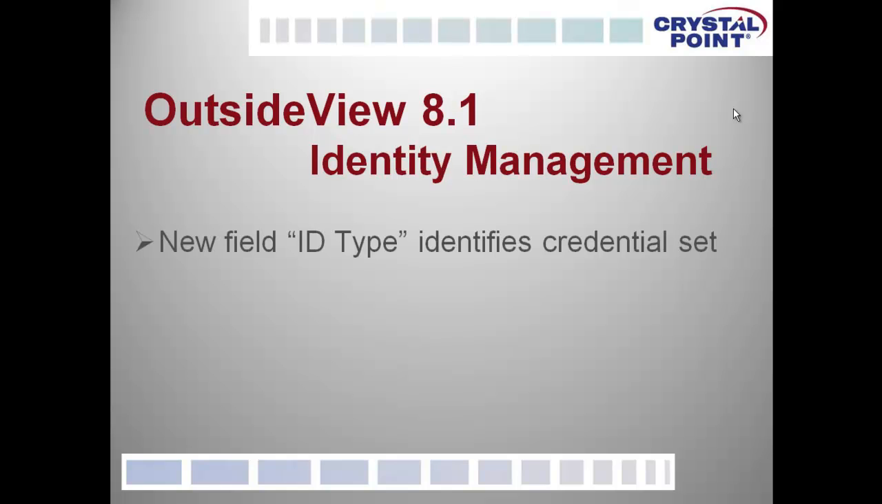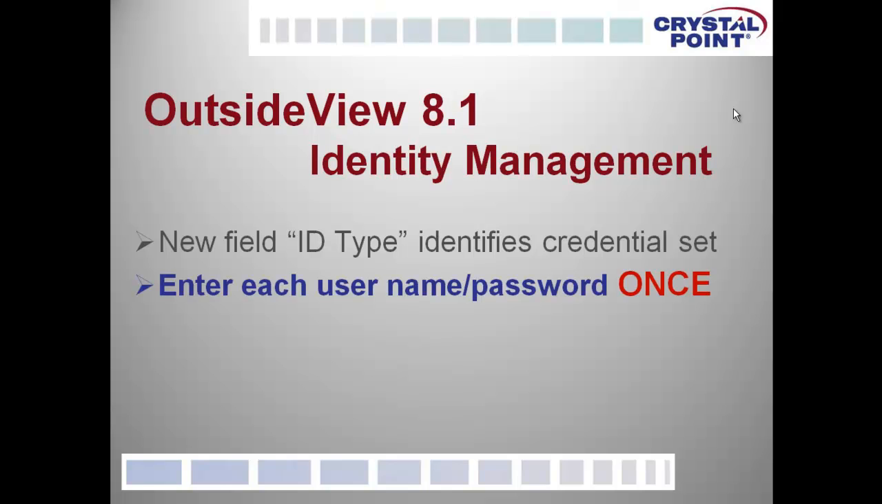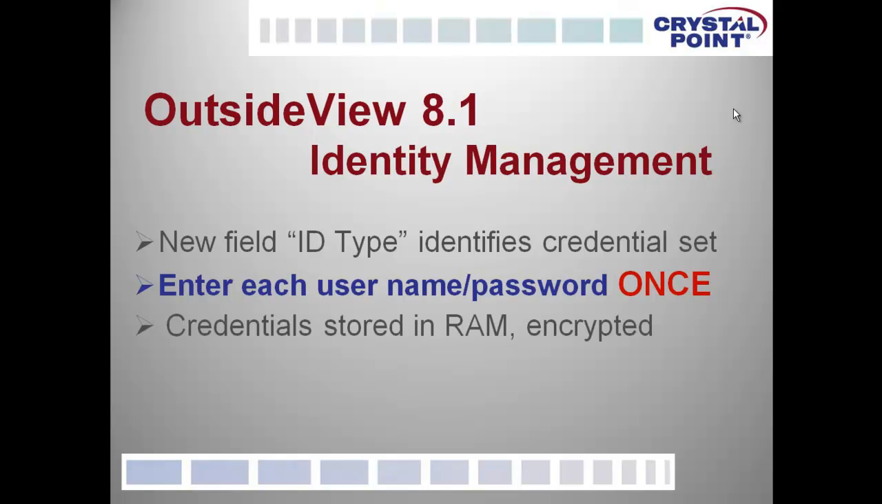Within OutsideView 8.1, there is a new field in each session file called ID type. It is used to identify a particular credential set. When you first start a session that uses a particular ID type, you are prompted to enter that username and password only one time. Those credentials are not stored on disk, but they are stored in memory, encrypted.